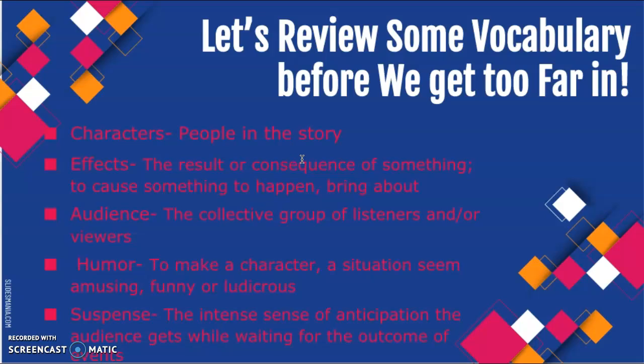So let's review some vocabulary before we get too far in. So this is going to be the last slide in this video. Characters and people in the story. Characters are people, animals, living things that have lines and dialogue, stuff that exists inside of a work of literature. The effect is the result or consequence of something. The audience is the collective group of listeners and or the viewers. So most of the time the audience is who it is written for.